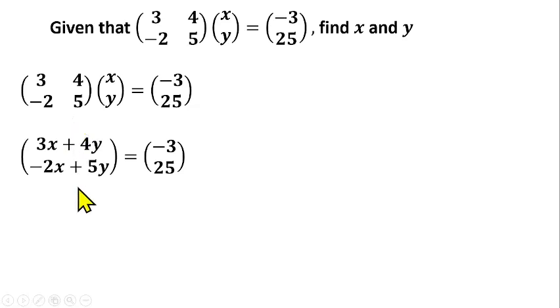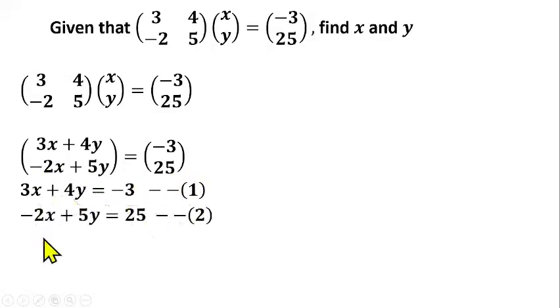So that means you're having a column matrix equals to a column matrix, and you can now compare. So that means this will be equals to minus 3, then this will be equals to this as well. So that should give us 3x plus 4y equals to minus 3, equation 1, minus 2x plus 5y equals to 25 as well, equation 2. We can now solve these two equations simultaneously to get our x and y. So we can multiply equation 1 by 2, multiply equation 2 by 3, so as to eliminate x using elimination method.